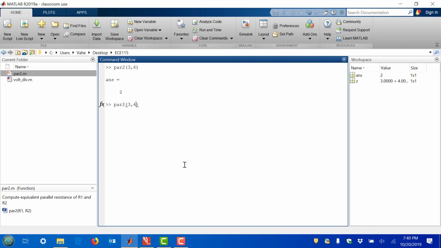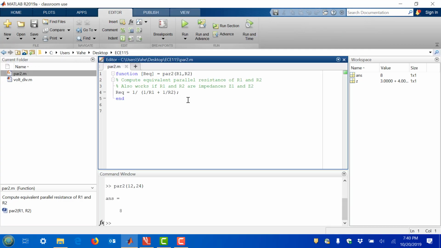I can try different things. Let me put in 12, 24. Who knows what that is, right? Apparently it's 8. Anyway, you can try this and see if it's working. But this is the starting point. Remember, the function that actually allows us to do this is this one. This is not a built-in MATLAB function. We just made it ourselves.